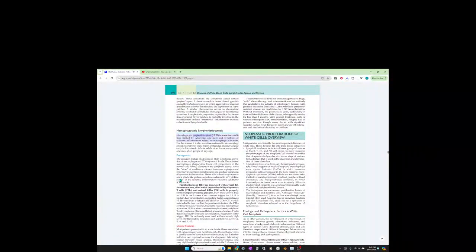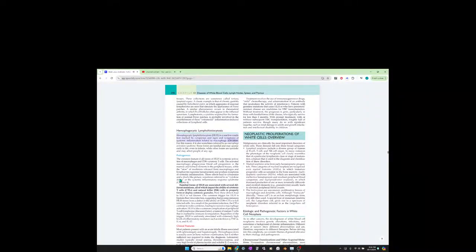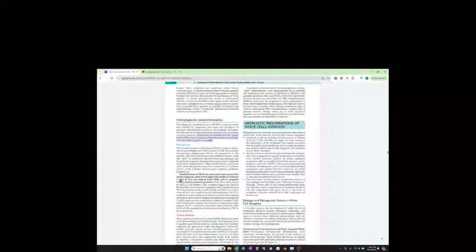Hemophagocytic lymphohistiocytosis. Hemophagocytic lymphohistiocytosis is a reactive condition marked by cytopenias and signs and symptoms of systemic inflammation related to macrophage activation. For this reason, it is also sometimes referred to as macrophage activation syndrome. Some forms are familial and may appear early in life, even in infants, while other forms are sporadic and may affect people of any age.